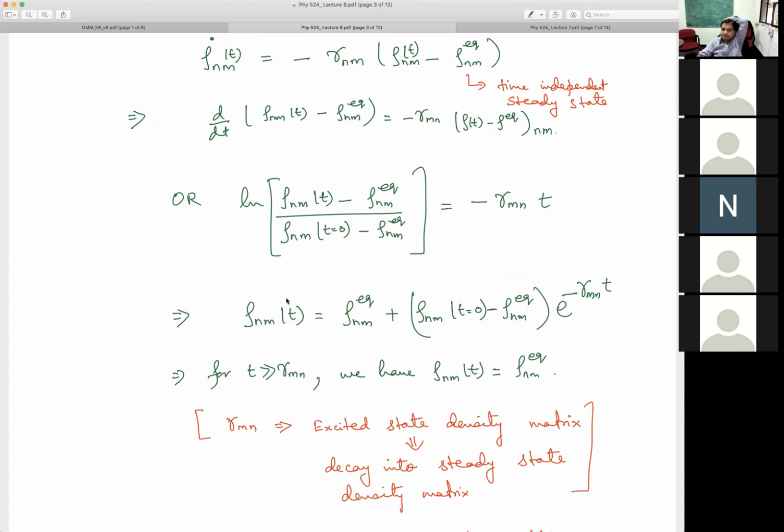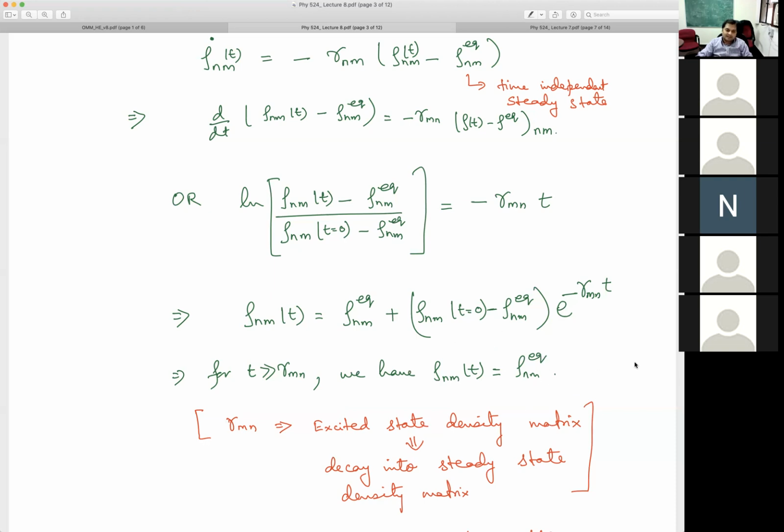And you will see that rho nm at time t is equal to rho nm equilibrium plus (rho nm at time t equal to 0 minus rho nm equilibrium) times e to the power minus gamma mn t, basically. So as long as the time scales I am looking at are larger than gamma mn inverse, here there should be an inverse, then the second term goes to 0 almost, right? Because t is a very large number, and e to the power minus a very large number is 0. So the second term doesn't contribute, and I will have rho nm going to rho nm equilibrium.